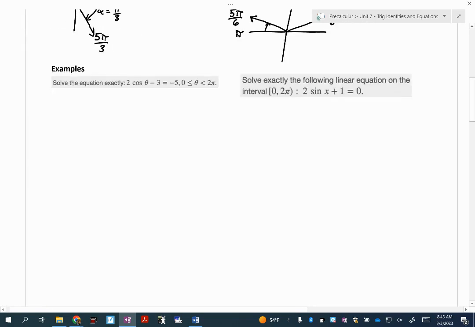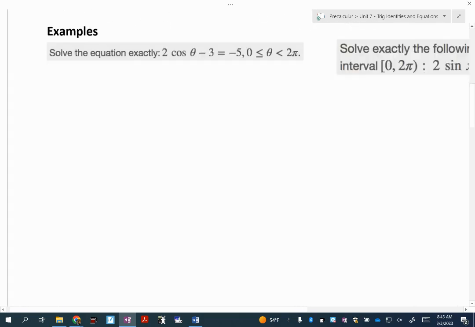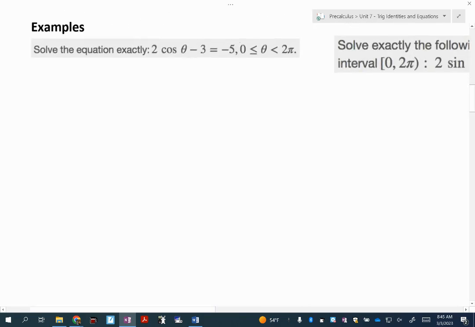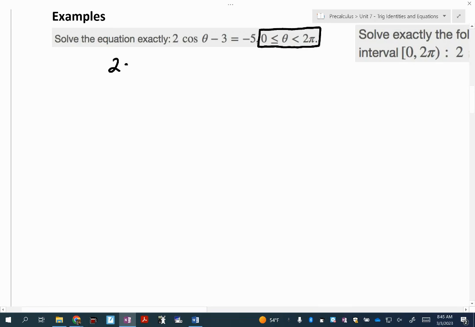Now it's going to narrow down for us, which is kind of nice. Don't have to find all of them. So this part at the very end tells you that we're trying to find our thetas between 0 and 2 pi. All right, so essentially I'm going to isolate, so 2 cosine theta minus 3 equals negative 5.